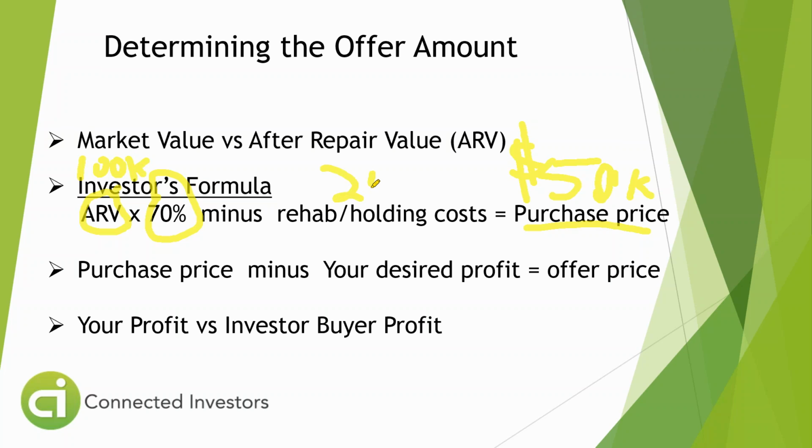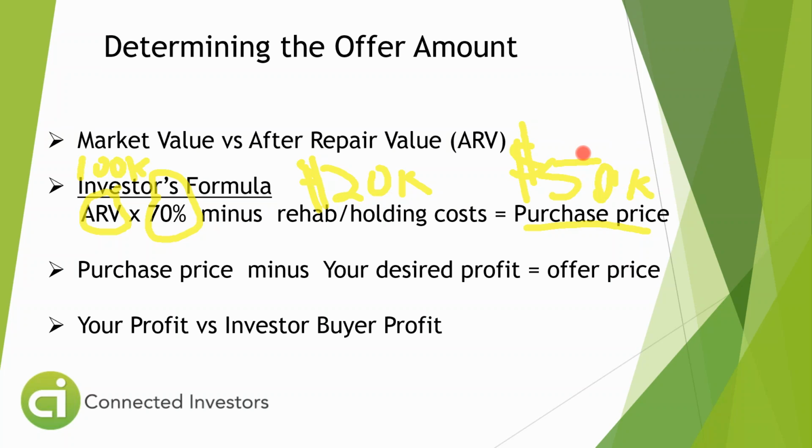And the rehab is, say, $20K, right? So that means $100,000 times 70% is $70,000, minus the rehab and holding, that's $20,000, gives you a $50,000 asking price. So that's basically what the investor wants to pay for that property.